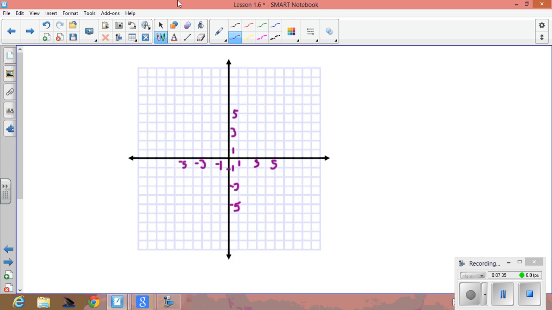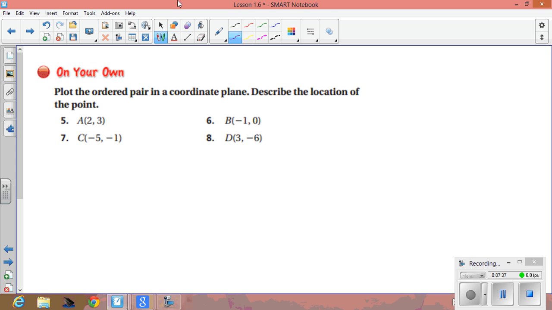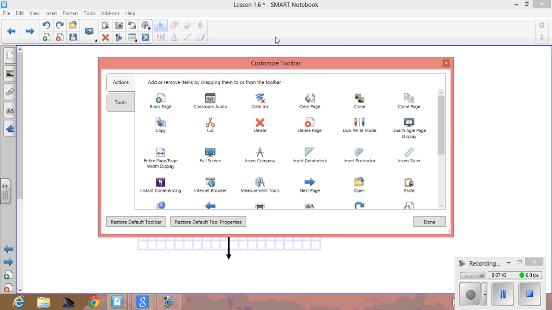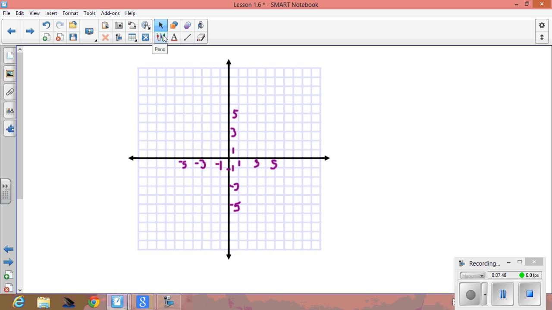So the first point we're graphing, if we take a look, is 2, 3. So I'll stay with black. Okay, 2, 3. So starting with 0, 0, I'm going to go over 2 units on the x. 1, 2. Now I'm going to go up 3. 1, 2, 3. So here's point A.